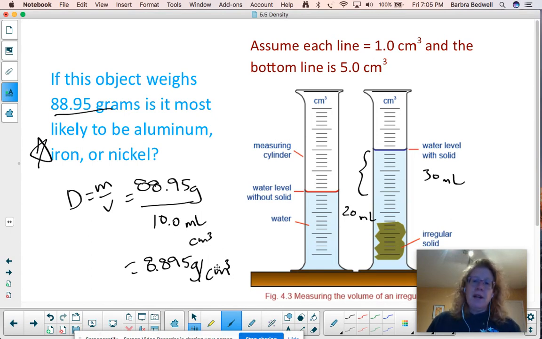You'll see a variety of different tables. Sometimes it's in grams per liter. Sometimes it's in kilograms per something or other. So make sure you're looking for one that's in grams per cubic centimeter. And then I want you to tell me if you think that this particular metal or this particular material with a density of 8.895 is more likely to be aluminum, iron, or nickel. So again, I'll have you guys go look that up.